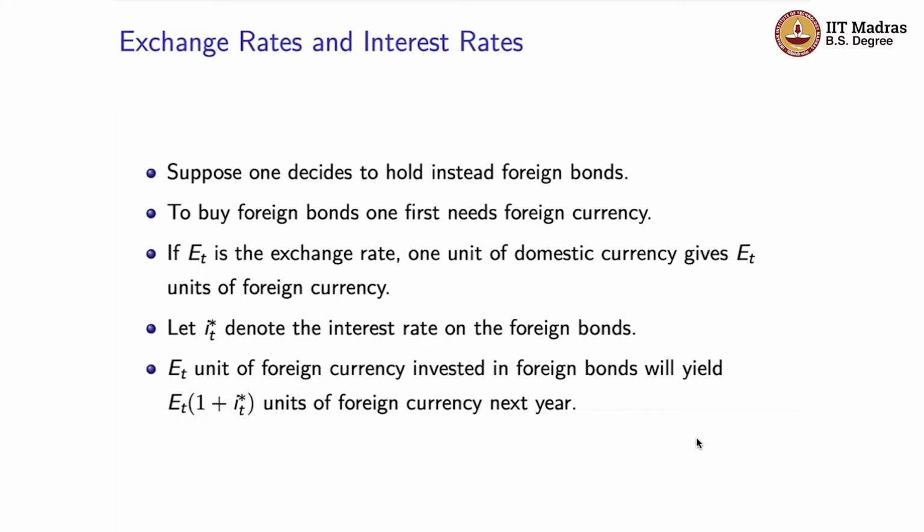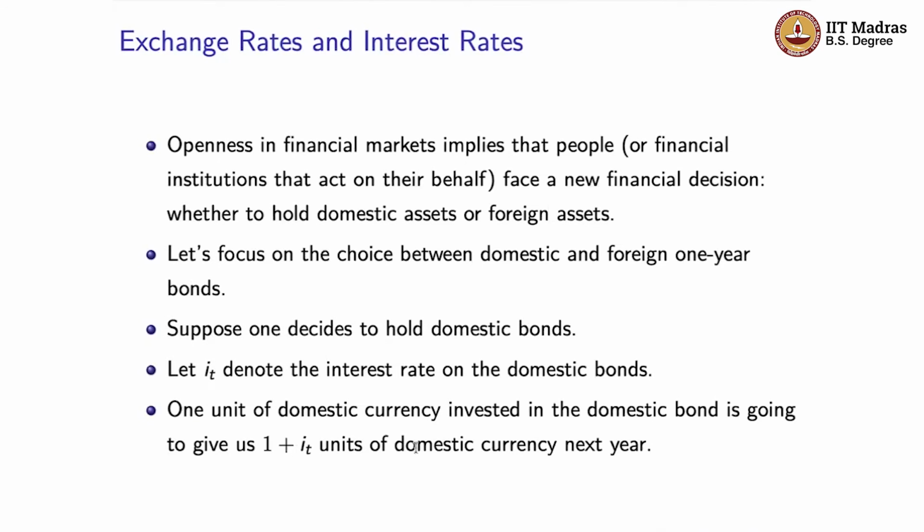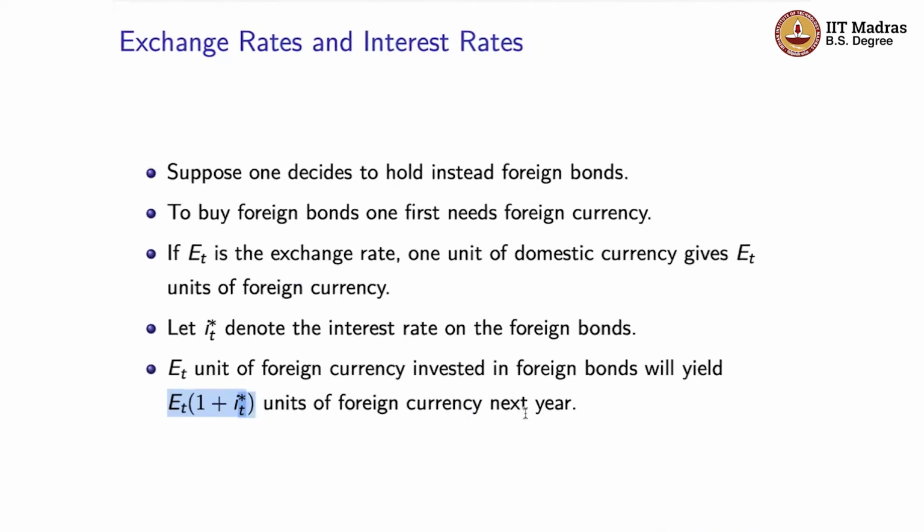Now, once you have got E_t units of foreign currency, you can actually invest that into bonds. And remember, for each unit of foreign currency that you have, the foreign bond is going to give you 1 plus I*_t amount of foreign currency next period, right? So if you have got E_t units of foreign currency, which you're going to invest in foreign bonds, that is going to give you E_t times (1 plus I*_t) units of foreign currency next year, right? But we want to compare this amount with the amount of domestic currency that we have next year, right? So we need to again convert the foreign currency next year into domestic currency next year, right?